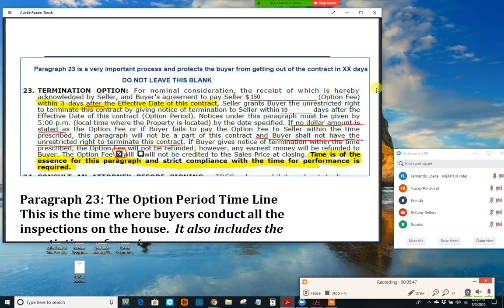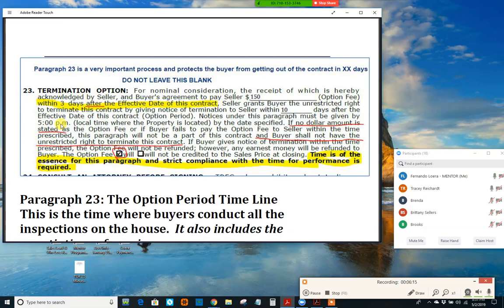And here it says that the buyer has 10 days to conduct any kind of inspections. Of course, it doesn't say that, but that's what it's stating. And it expires at 5 p.m. Okay, so this option period actually has a time that it ends.